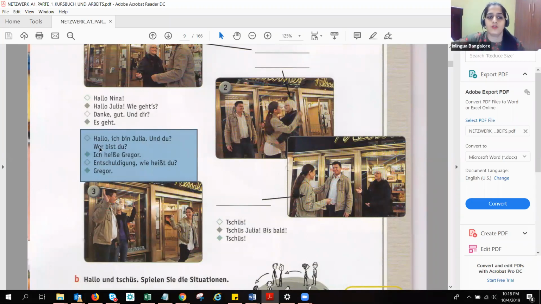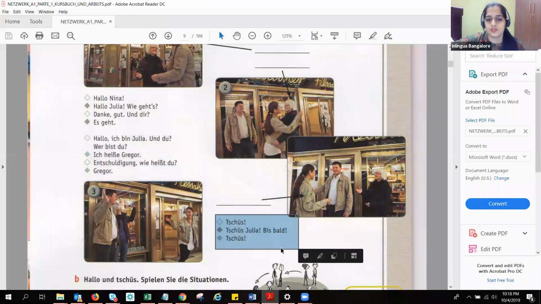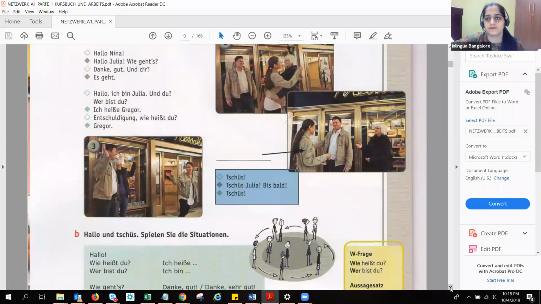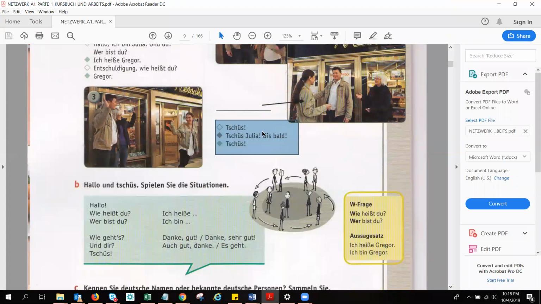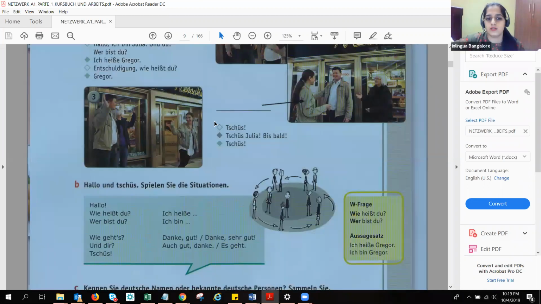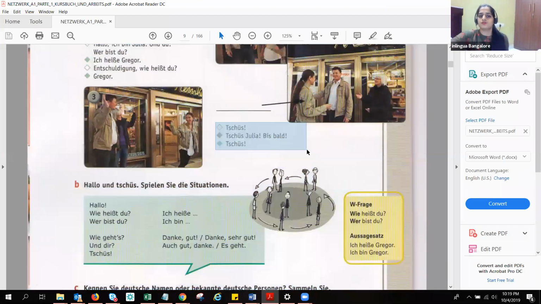Hallo, ich bin Julia. And you? Who are you? Wer bist du is the informal way to ask a name. Ich heiße Gregor. Entschuldigung is excuse me. So, excuse me, what's your name? Gregor. Okay. So next is Tschüss. Tschüss, Julia. Bis bald. Bis bald is? Shruti, what is Bis bald? See you soon. Yeah. Good. Tschüss, Julia. Bye, Julia. Bis bald. See you soon. Tschüss.